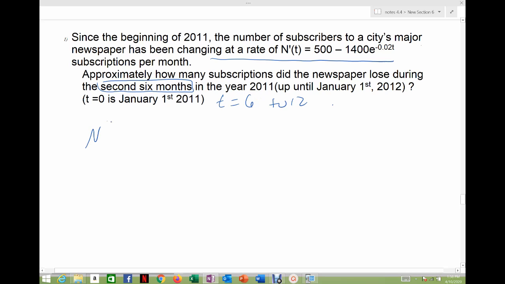And so we want to find the net change in subscribers. All right, so again, that's without the prime. There's no prime there. All right, the derivative represents subscriptions per month. The n would represent the number of subscribers. Then we use an integration to solve it. So we're going to integrate from 6 to 12 of that rate of change function.